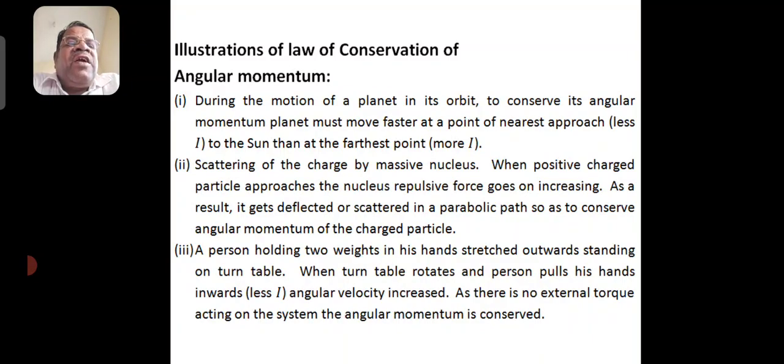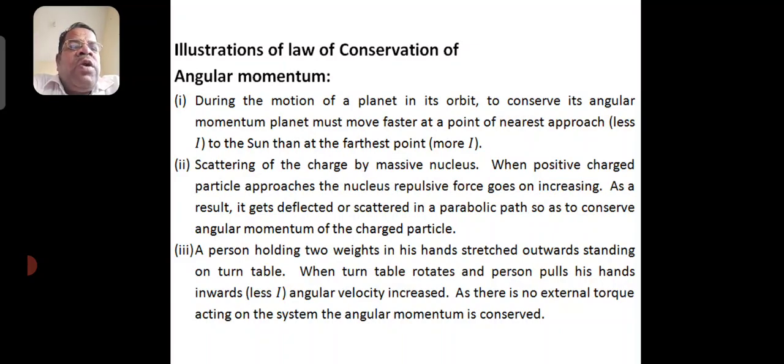Now go through the second illustration, that is scattering of charge by a massive nucleus. When a positively charged particle approaches the nucleus, the repulsive force goes on increasing. As a result, the positively charged particle is deflected or scattered in a parabolic path to conserve angular momentum of the particle. Now go through the third illustration.